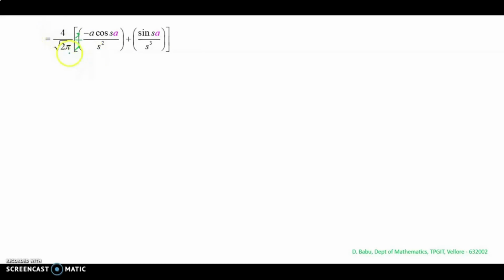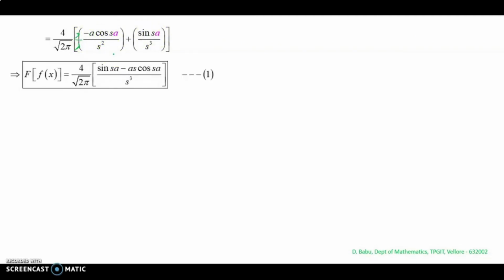So take LCM s cube. So 4 by square root of 2 pi, and s cube is common. Take it common. For the first positive term, sin sa; next, the negative term, minus as cos sa. Therefore the Fourier transform of f of x equals 4 divided by square root of 2 pi, sin sa minus as cos sa, divided by s cube.